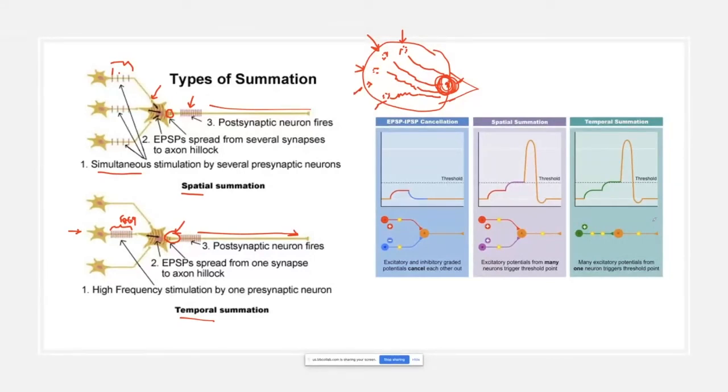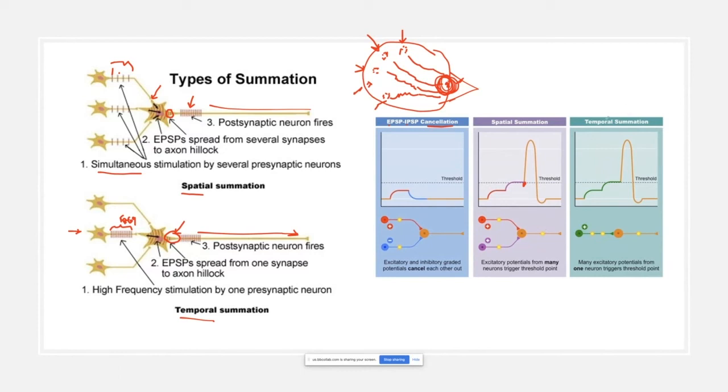Okay, here we have 3 examples on the right side. On the first one, we have excitatory and inhibitory postsynaptic potential cancellation, because we have an excitatory and an inhibitory stimulus of the same magnitude, so the effect is 0, no action potential. In the second one, we have the example of a spatial summation. We have 2 excitatory potentials from different neurons. They add to each other until the axon hillock reaches threshold, and an action potential is produced.